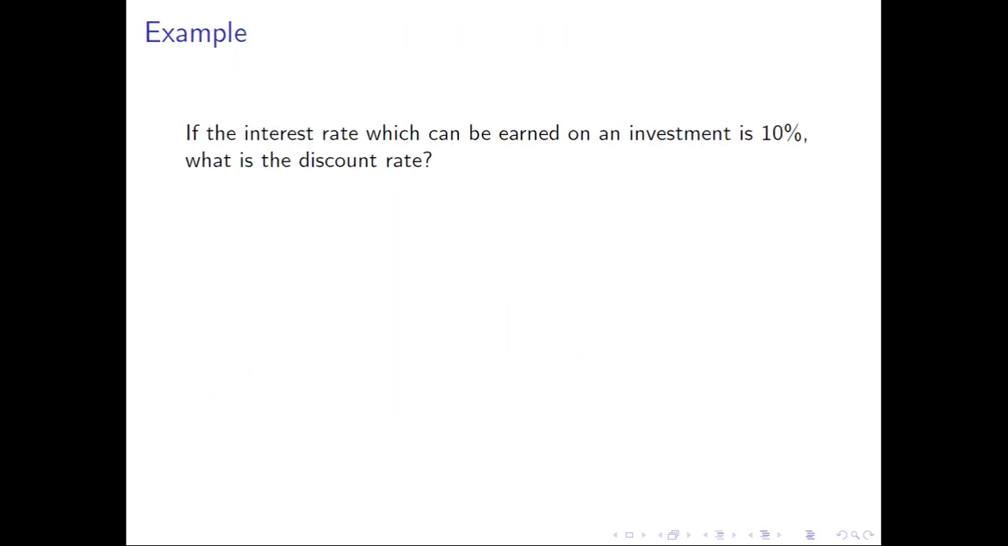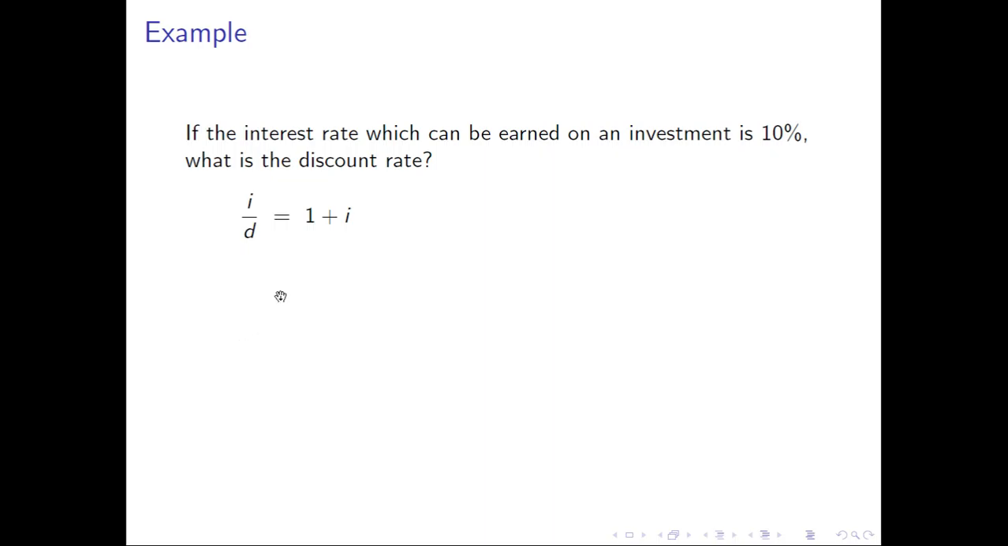Okay, let's do a little example. If the interest rate which can be earned on an investment is 10%, what is the discount rate? So here effectively we're given i and we're asked to calculate d. Okay, so this is a formula that relates i and d. We can't use the other one because, well, it's not that we couldn't use it, but it's just that d is what we want to know.